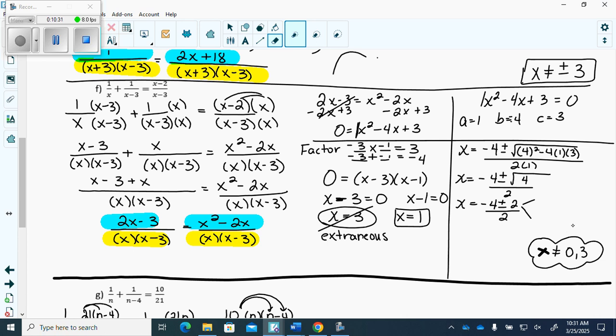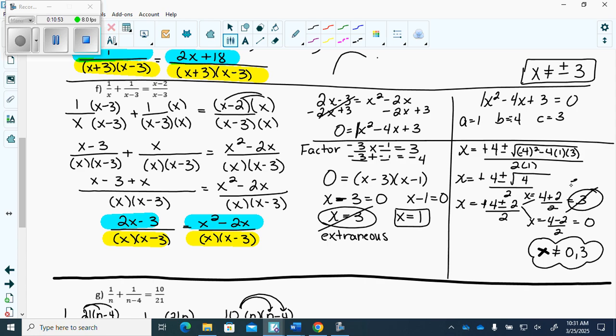So this becomes negative a negative b, so it's plus. This is negative 4 squared, so it still ends up with 4. So I'm going to get 4 plus 2 over 2, x equals 3, x equals 4 minus 2 over 2, which equals 0. This one is extraneous. The extraneous one will not show up on my calculator when I find the intersection. This one will.